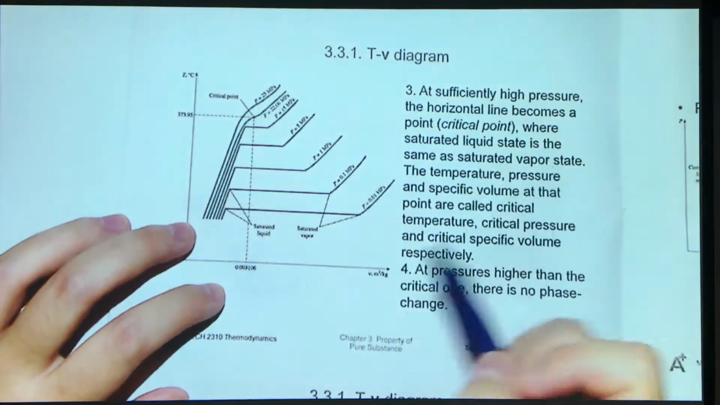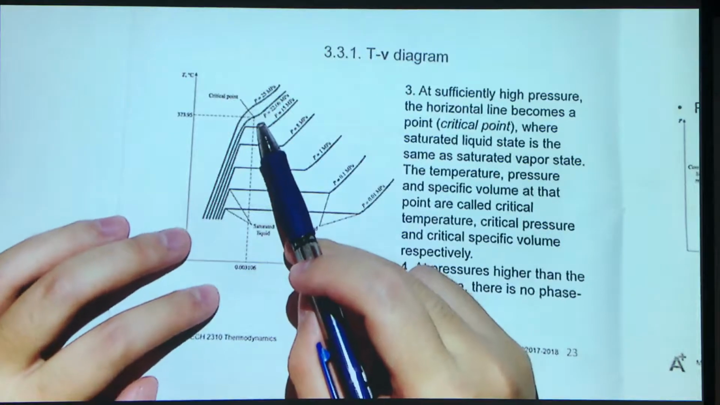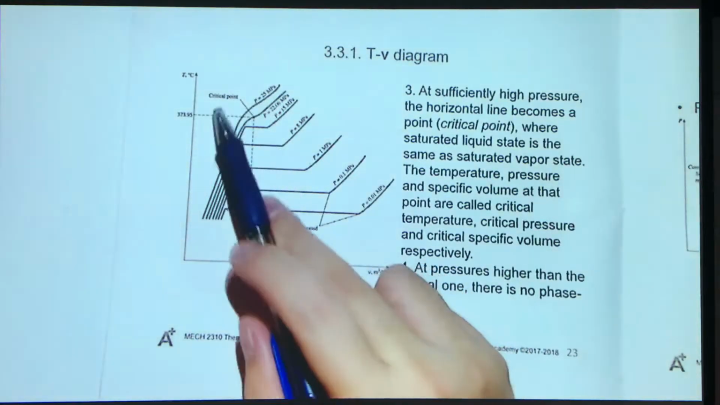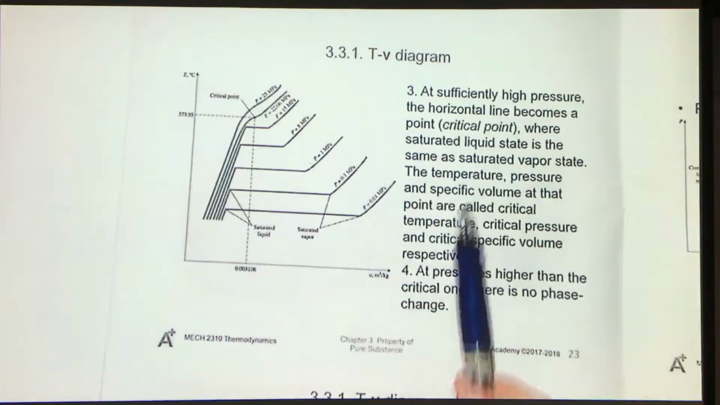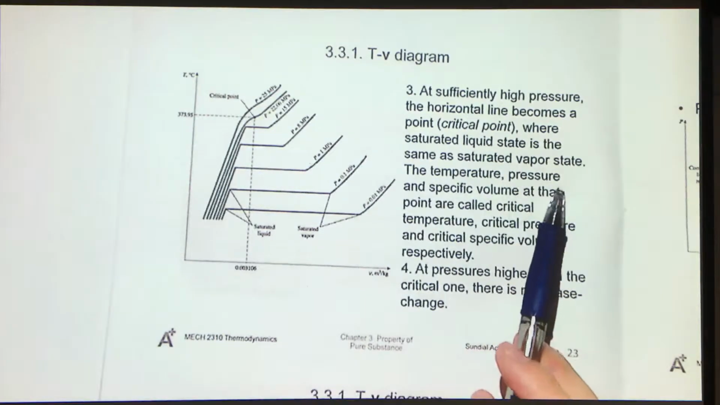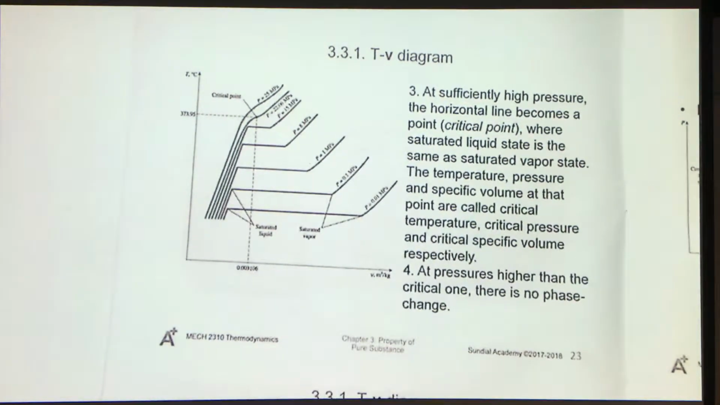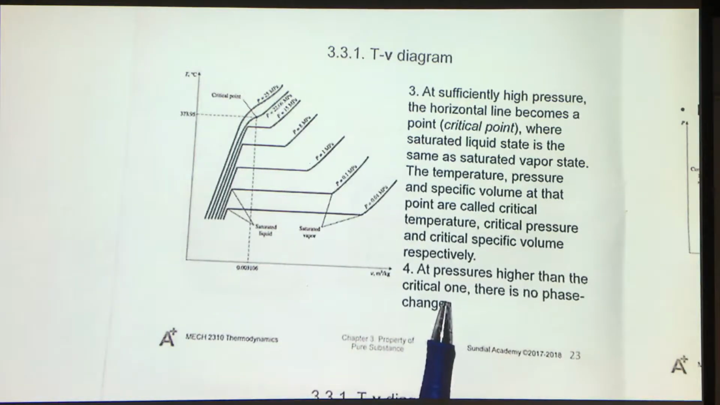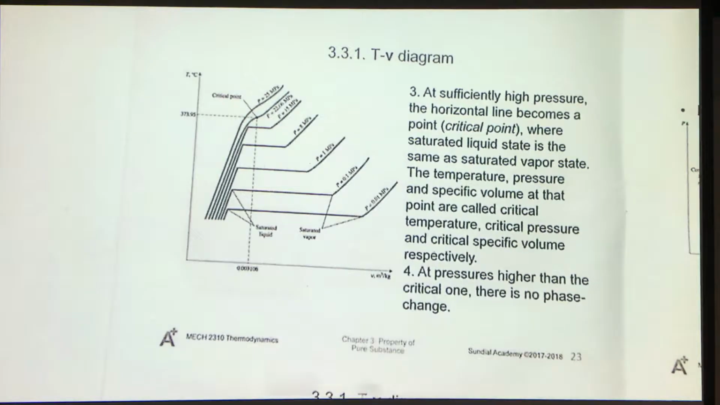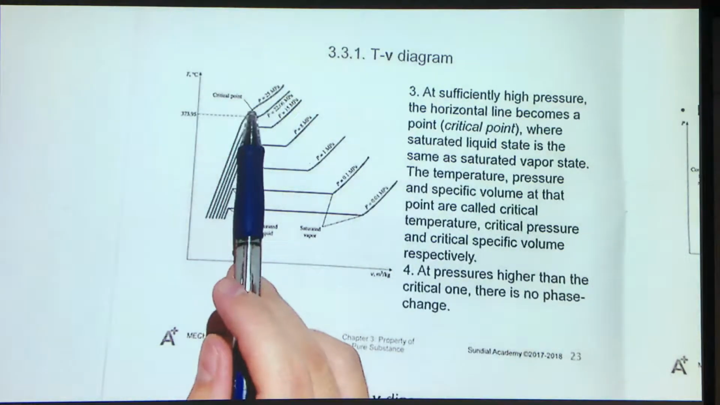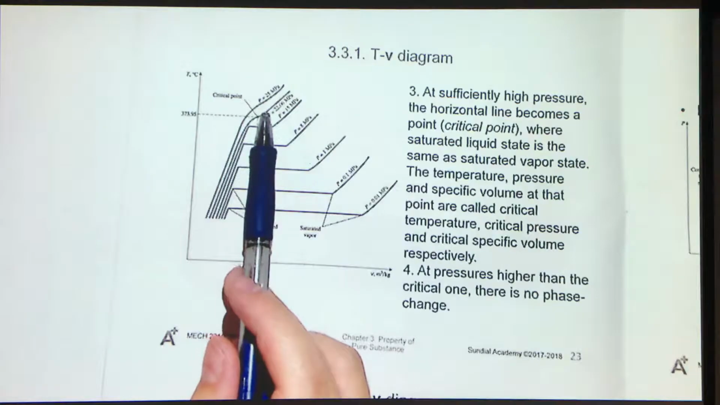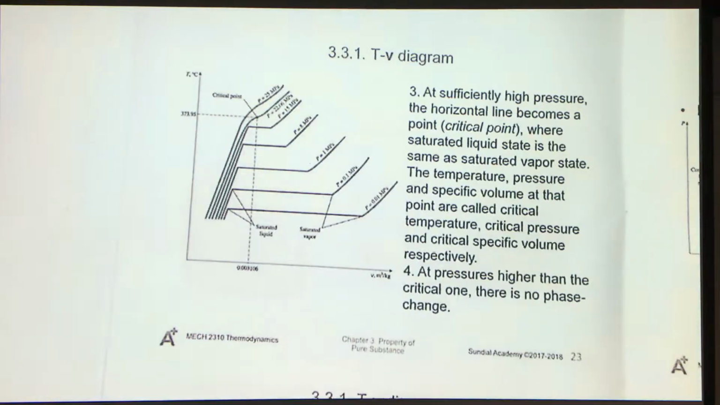And this critical point is important. So that's the reason for the name critical. And we will call the temperature, pressure, as well as the specific volume, the critical temperature, critical pressure, and the critical specific volume. At a pressure higher than the critical one, there will be no phase change. For example, for this one, we will have no phase change for P equal to 25 megapascal.